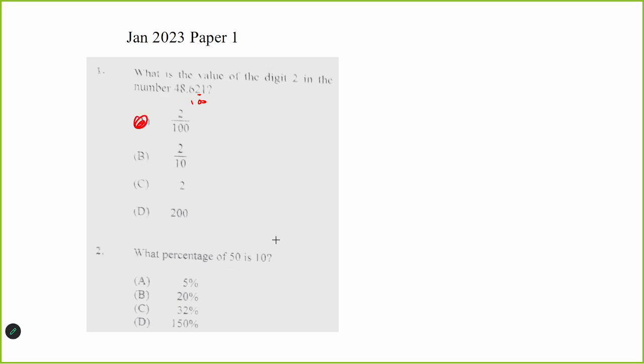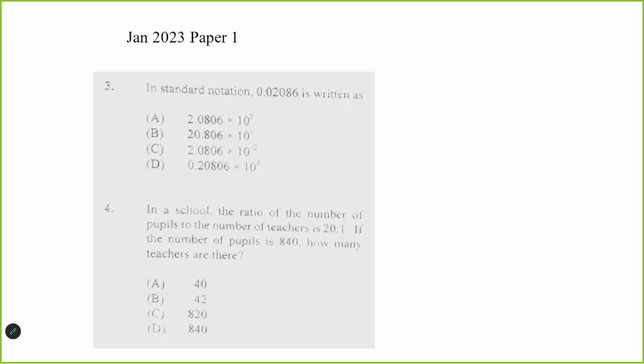What percentage of 50 is 10? So that would be 10 over 50 multiplied by 100 over 1. 50 into 50, 50 into 100. 2 by 10 is 20. That's B.